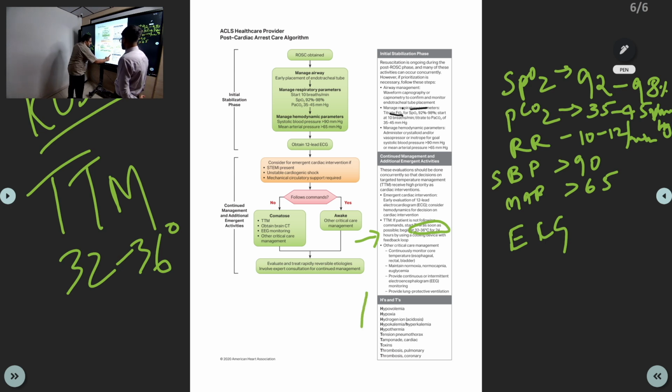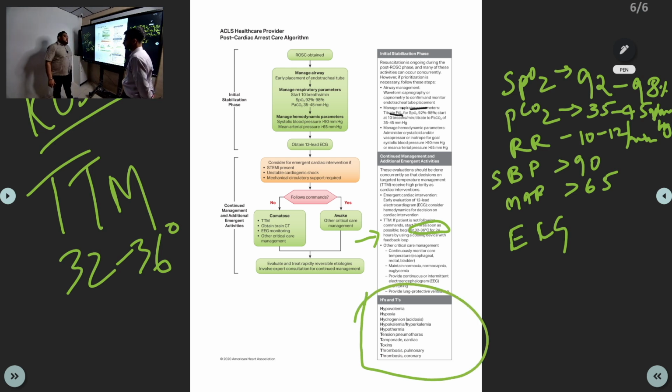Then always remember the 5H and 5Ts. These are the reversible causes of cardiac arrest. H is for hypovolemia, hypoxia, hypo- and hyperkalemia, hypothermia, and hydrogen ion acidosis. And the Ts are thrombus, cardiac or pulmonary, tamponade, tension pneumothorax, and toxins. In our case, it most probably would have been hypoxia related, which is what the ABG showed.